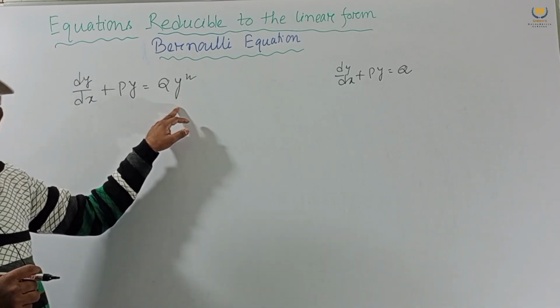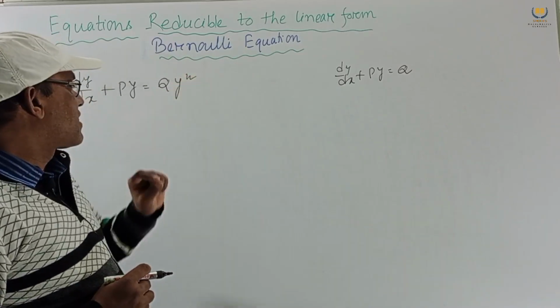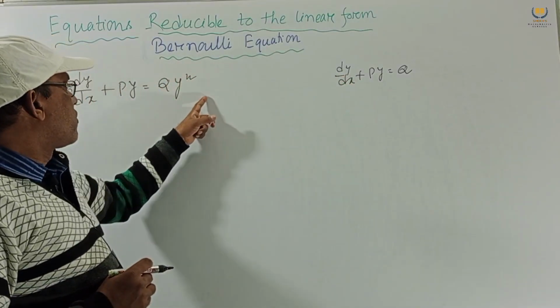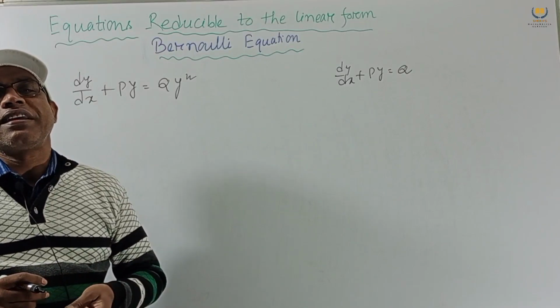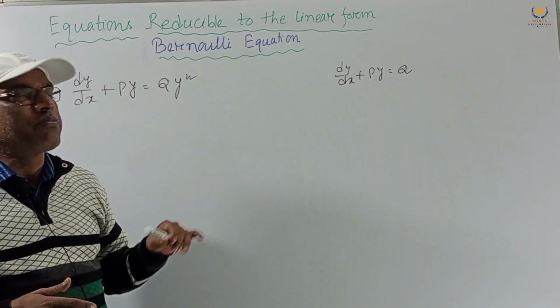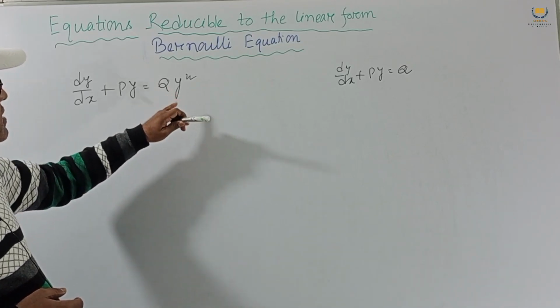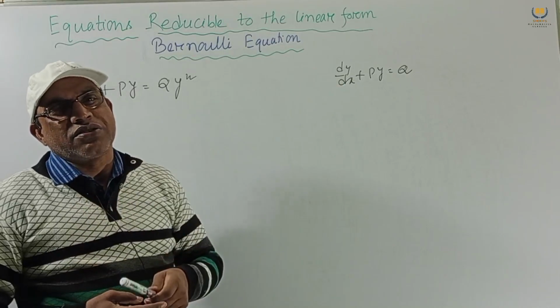But here we have one extra factor. y to the power n is the extra factor. If we compare this, we get the extra factor is y to the power n. For this factor, the name of this equation is Bernoulli's equation. So we convert this equation to linear form. After converting, we can easily solve this.